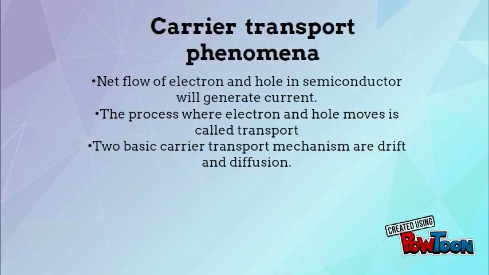Carrier transport phenomena. The net flow of electrons and holes in a semiconductor will generate current. The process where electrons and holes move is called transport. Two basic carrier transport mechanisms are drift and diffusion.